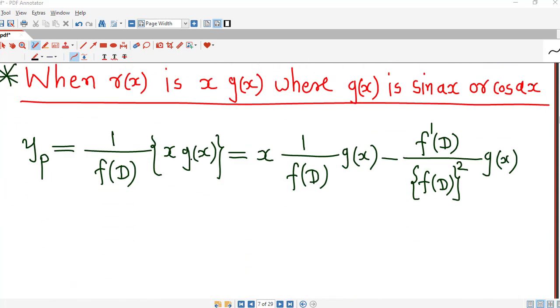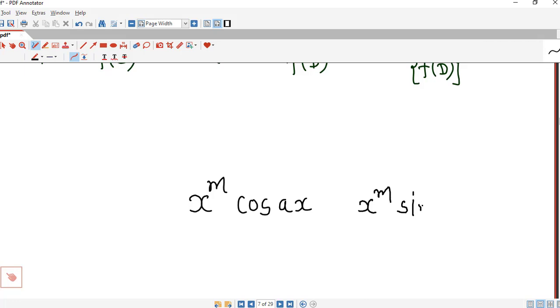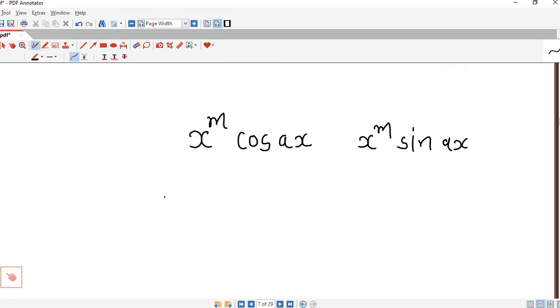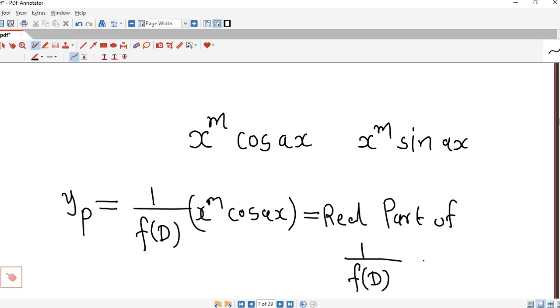In previous lecture we have discussed the case of particular integral when right hand side of given differential equation is x raised to m into cos ax or x raised to m into sin ax, and we have seen how to find out particular integral. We had seen that particular integral is 1 over f of D x raised to m into cos ax, and if we have cosine function in the product we have to find a real part of 1 over f of D x raised to m times e raised to i ax.